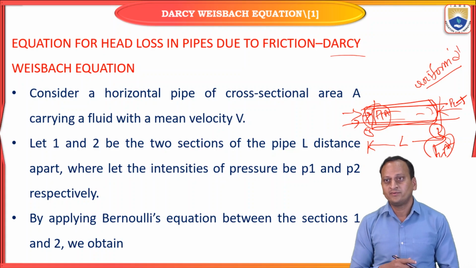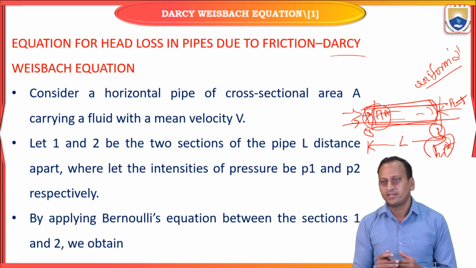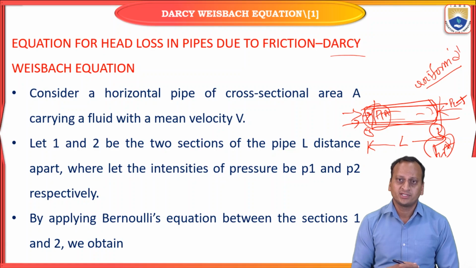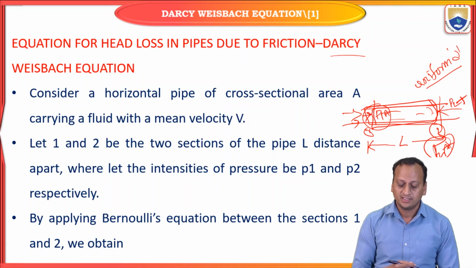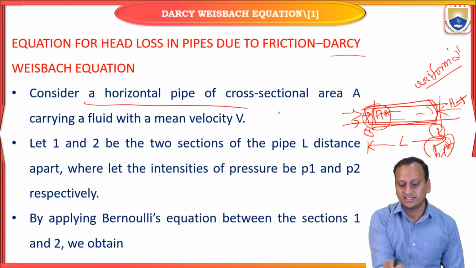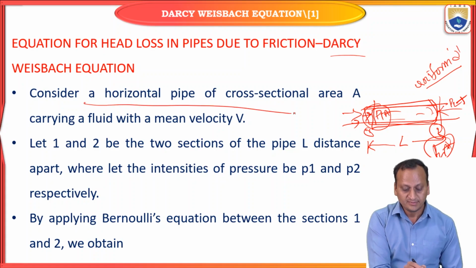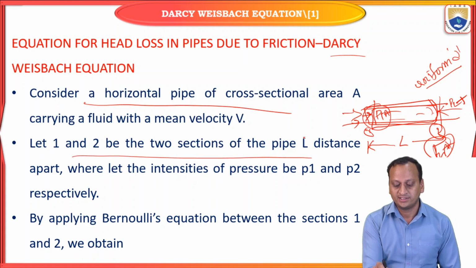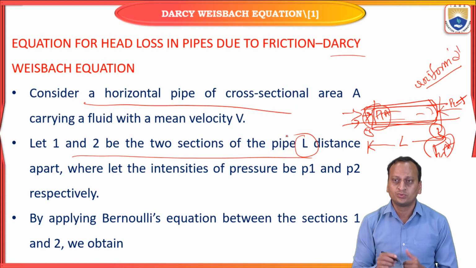So in this control volume, how is the pressure going to be reduced, and how can the head loss due to friction be calculated? That we will see now. We are going to consider a horizontal pipe through which fluid is flowing. Consider the length as L, between these two sections.